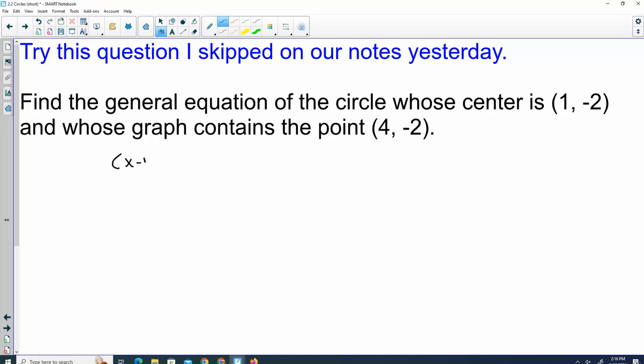was (x - h)² + (y - k)² = r². Okay, the center is our (h, k). So my h would be 4. K is -2, so minus negative makes plus 2. Wait, in our center, one negative. Oh, I'm looking at the wrong point, aren't I?